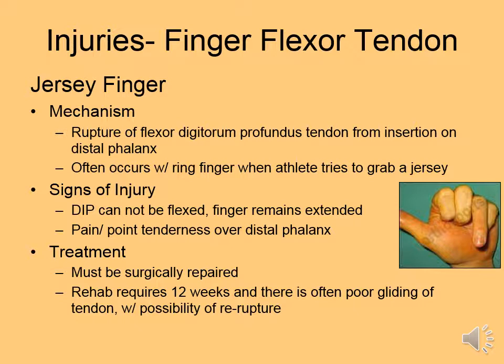With this injury, the distal interphalangeal joint cannot be flexed and the finger remains extended when they try. They're going to have pain and point tenderness over the distal phalanx on the palm side. Treatment here would be that this must be surgically repaired. It's not going to heal on its own. Rehab will require 12 weeks, and there's often poor gliding of the tendon, so the tendon often doesn't heal very well, and there's a good possibility that it's going to re-rupture. These are not real easy to fix, and they don't tend to stay fixed, unfortunately.